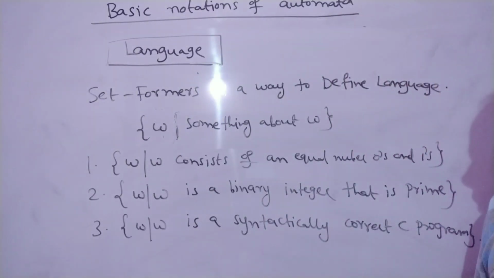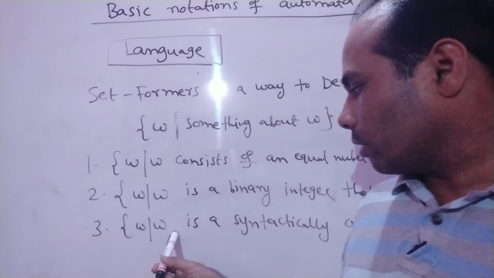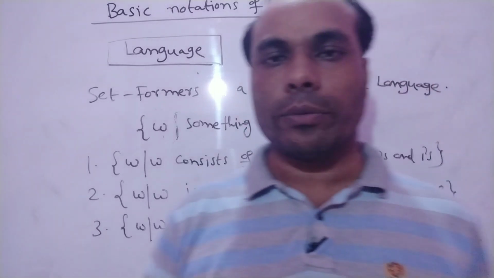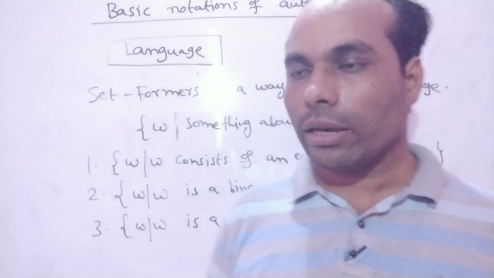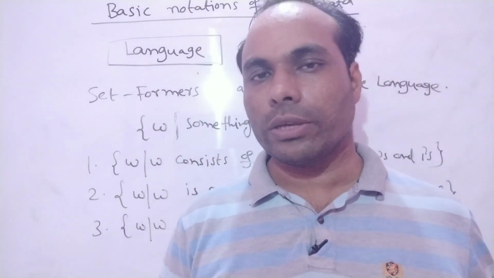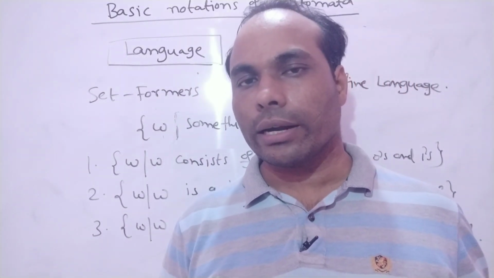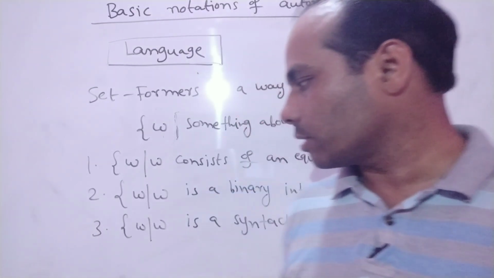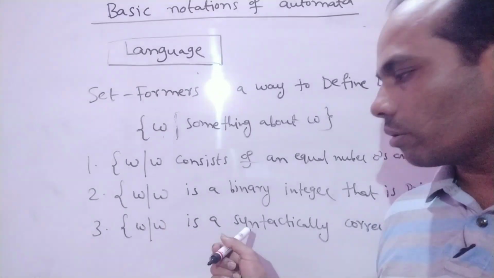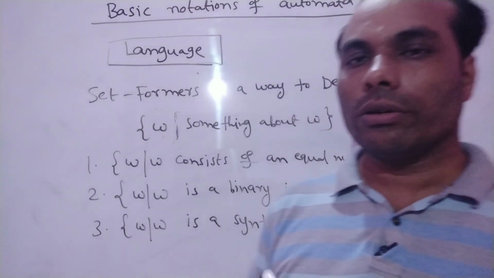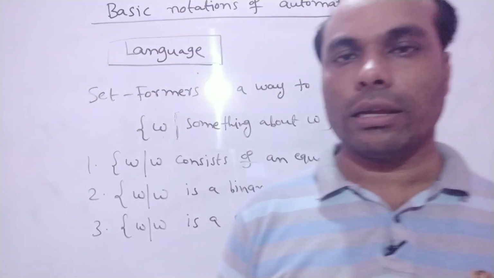And the third is w is a word, w is a syntactically correct C program. What is the meaning of syntactically correct C program? Infinitely many C programs are possible, but only syntactically valid C programs are considered here. That is the set of strings you are going to generate. Those are syntactically correct C programs. So you can represent the language theoretically.